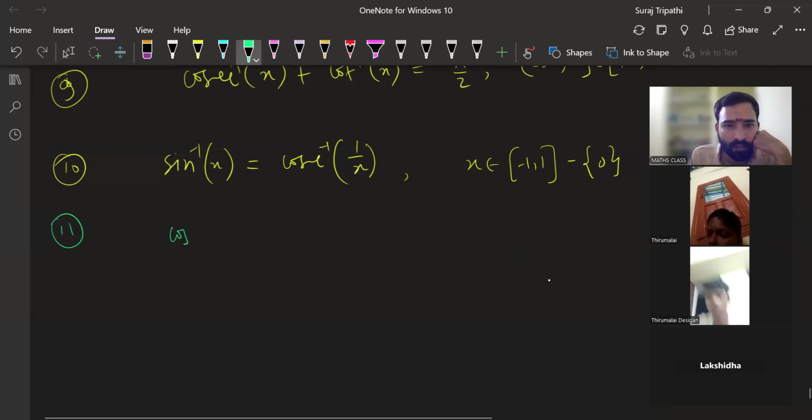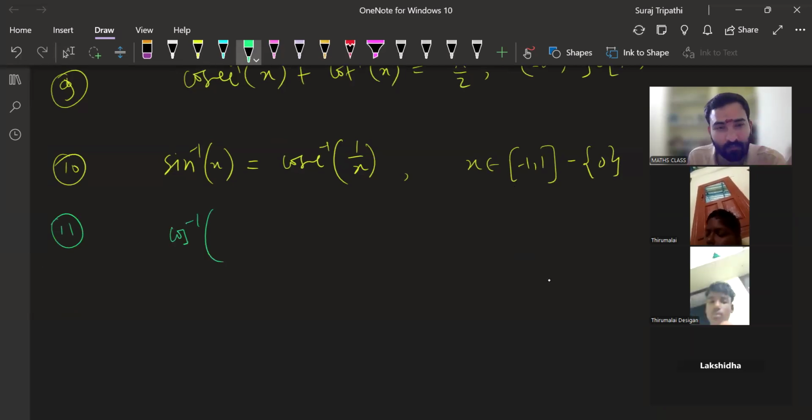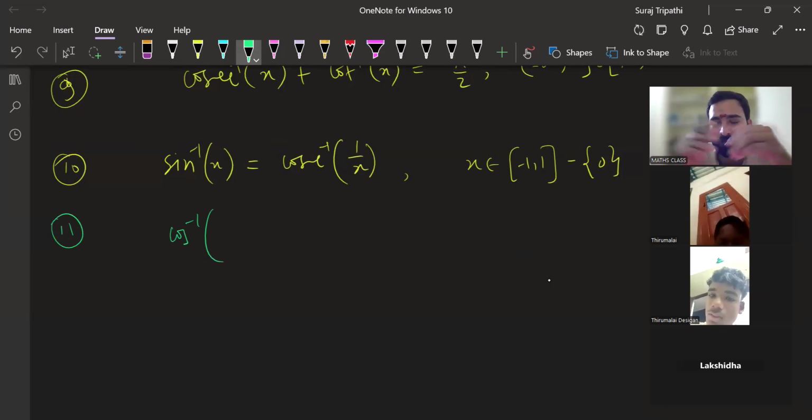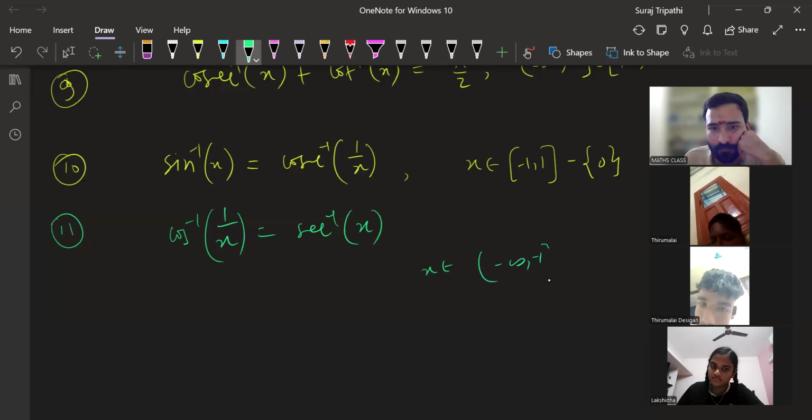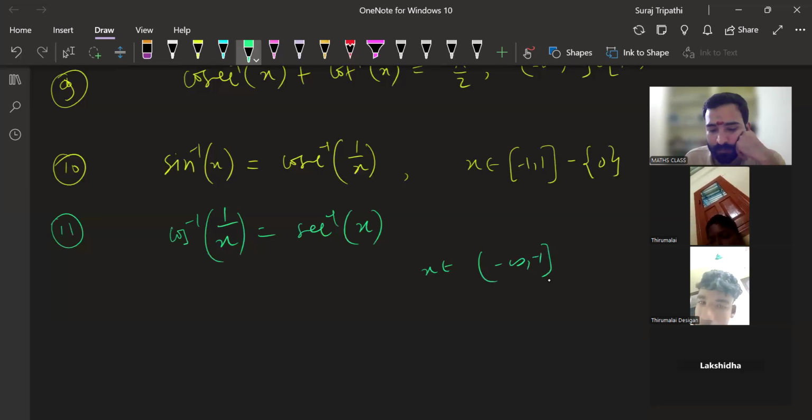The same thing I can write with sine inverse x. Sine inverse 1 upon x will be equal to cosec inverse x. Like if I write cos inverse x, this will be equal to sec inverse 1 upon x. And if I write 1 upon x, that is also true. This will be equal to sec inverse x. Right? Same, there should be some definition of x. So here x belongs to minus infinity to minus 1, and union 1 to infinity.